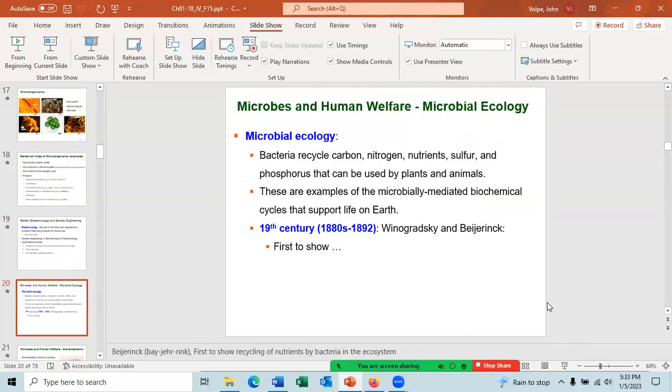Microbes are important in human welfare. One aspect of that is microbial ecology. Bacteria are important for recycling nitrogen, which we've already talked about on the planet Earth, but they're also important in recycling carbon, various nutrients from dead things, sulfur, and phosphorus. And so when something dies, these elements can be recycled and then used by other plants and animals. And then the nitrogen, the sulfur, and the phosphorus are moving around on the planet from one aspect to another by microbes.